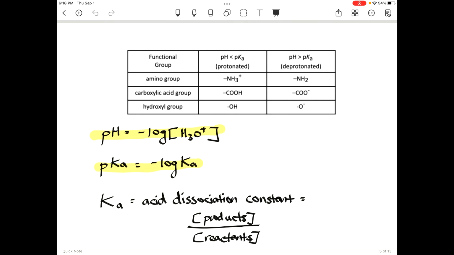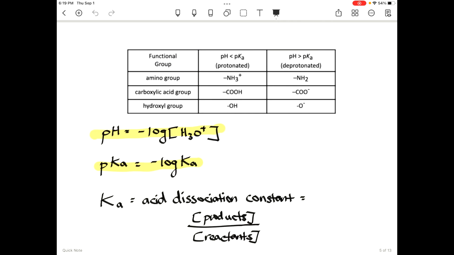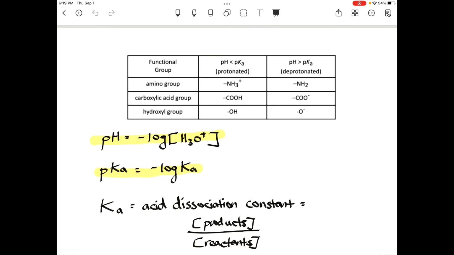Well, it turns out that pH and pKa are related when you're talking about functional groups. Like we talked about, the amino group of an amino acid, the carboxylic acid group, the hydroxyl group, each of these groups has its own pKa. For the amino group, our pKa is going to be 9.5. For the carboxylic acid group, our pKa is going to be 2. And for the hydroxyl group, I'm not 100% sure, but it gets the point across anyways.